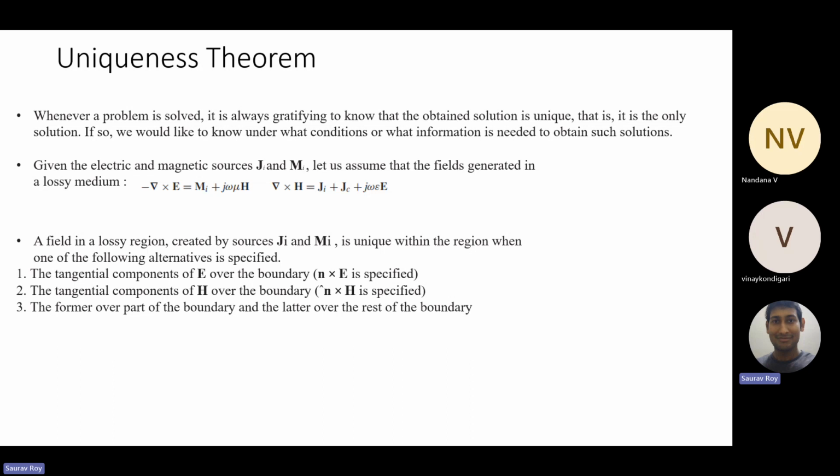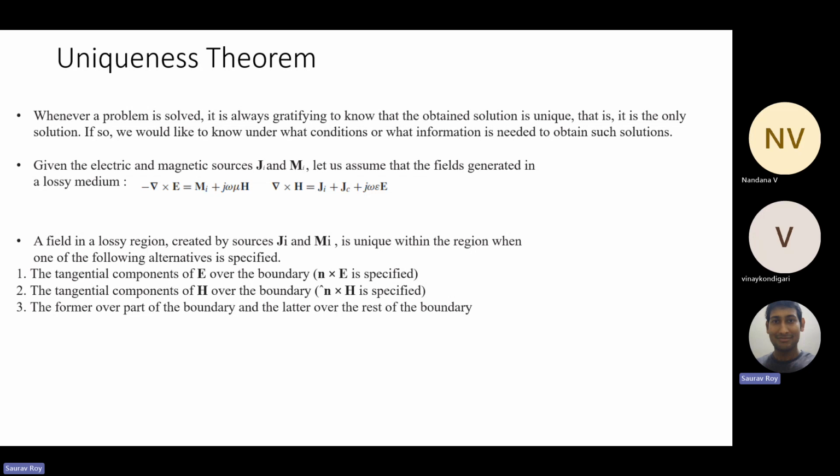When the tangential component of the electric field over the boundary is specified. So we have a region. Region means it's a volume, right? So over the surface of this volume, we need to have the tangential electric field component specified everywhere. That is mentioned by n cross E. n is the unit vector normal to the surface, and E is the electric field. So if you take the normal n cross E, that will give you the tangential component.